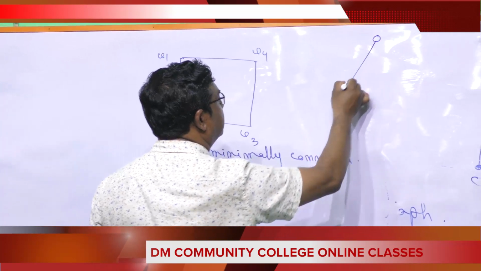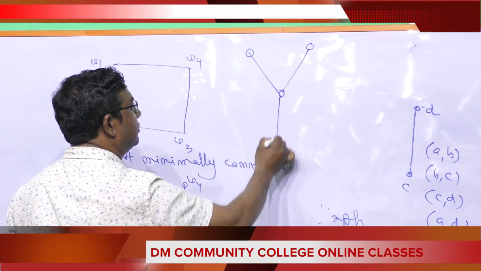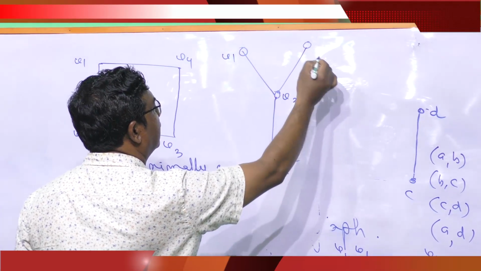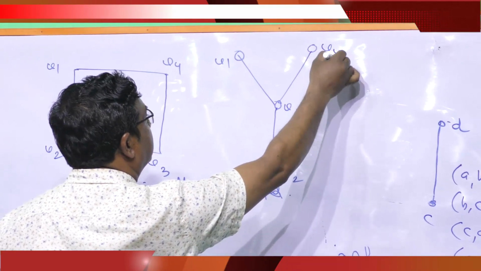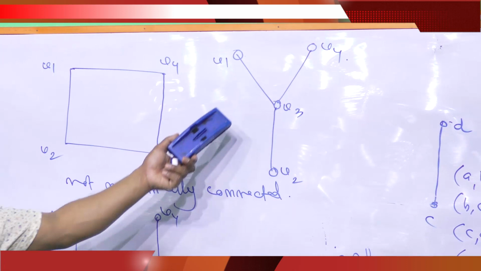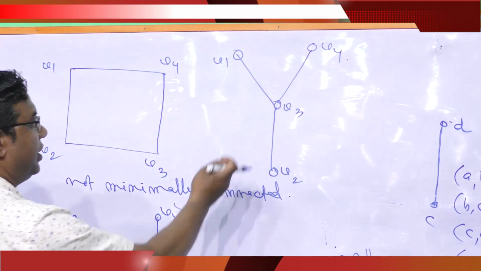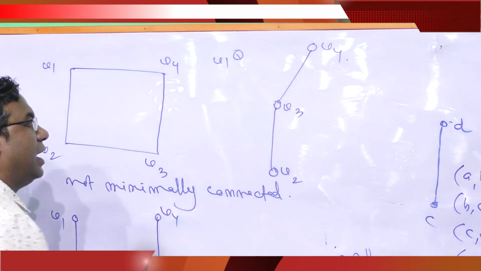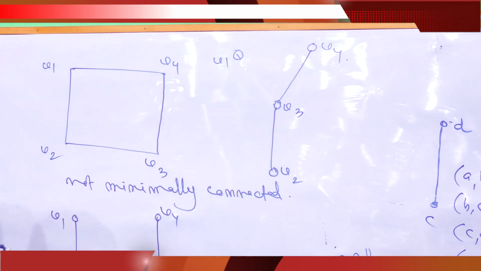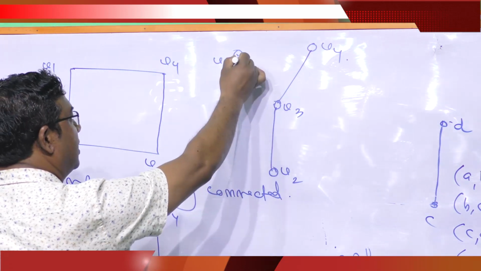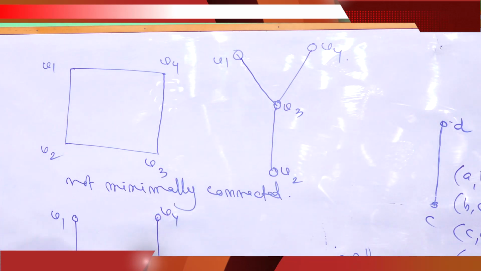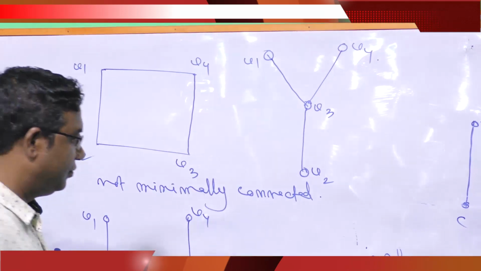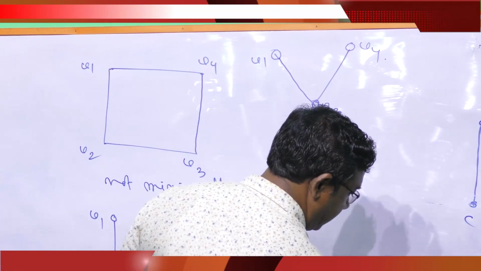Suppose there is a graph like this: B1, B2, B3, say B4. Suppose this is a connected graph. If we remove one edge from this graph, say if we remove this, then it becomes disconnected. So this graph is minimally connected. Removal of any one edge creates a disconnected graph. Then it is called minimally connected.